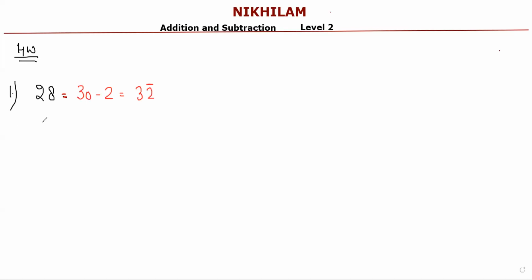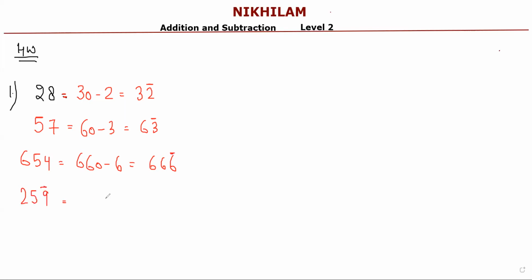Then the next question was 57. So 57 is what? 60 minus 3. So the answer is 6, 3 bar. Then you have 654. So 654 is what? 660 minus 6. So the answer is 66, 6 bar. Getting this? Then the next question was 259 with a bar over it. So the answer for this question is 250 minus 9. I hope you remember the things that we have discussed.